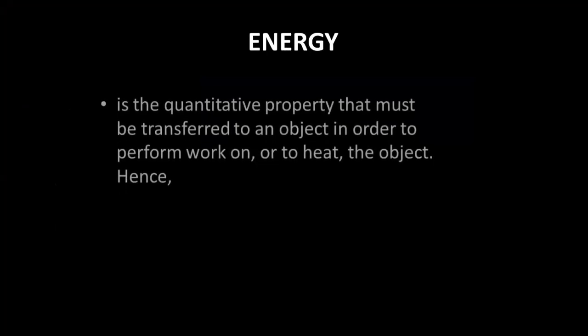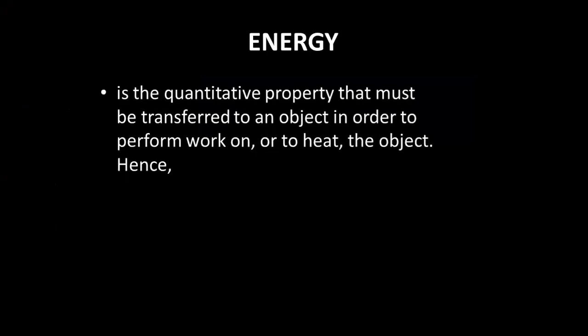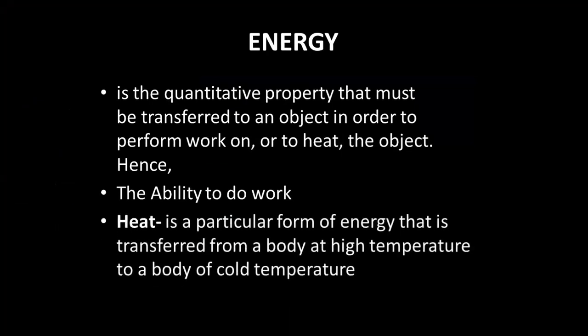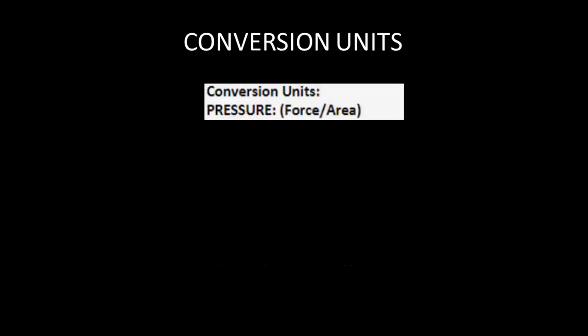Okay. Now we're going to define energy. Energy is the quantitative property that must be transferred to an object in order to perform work on, or to heat, the object. Hence, it is the application of heat to a certain system to do work. Now, heat is a particular form of energy that is transferred from a body of high temperature to a body of cold temperature. Now, we have the following conversion of units.